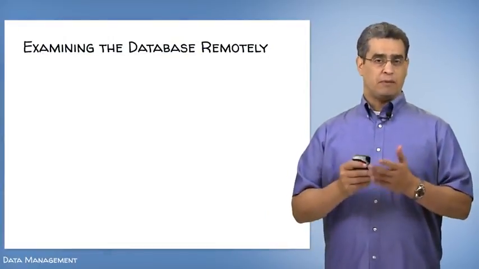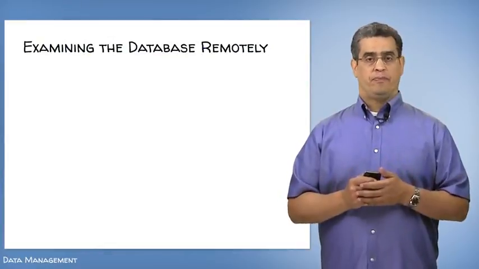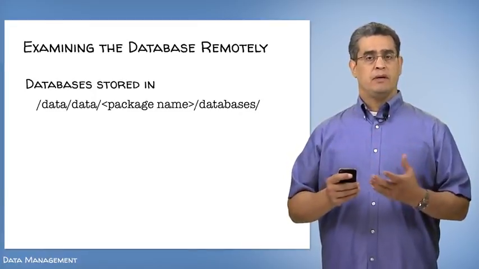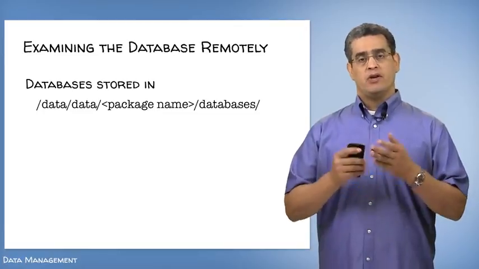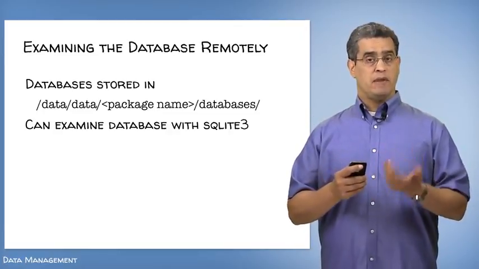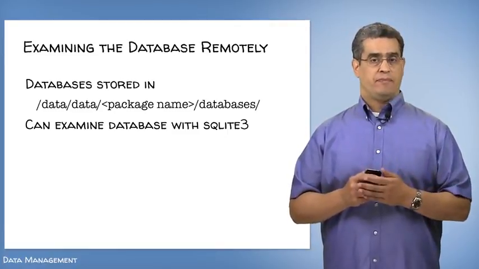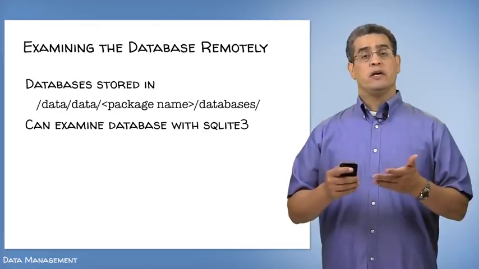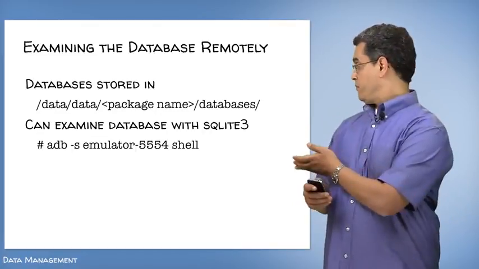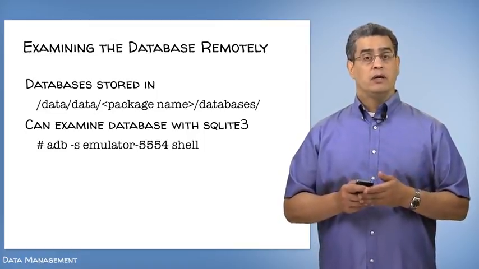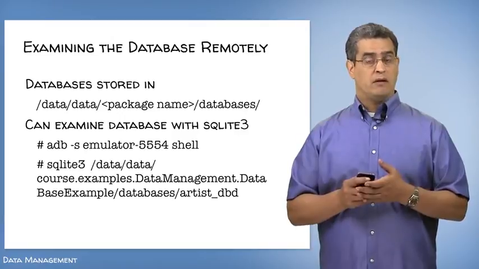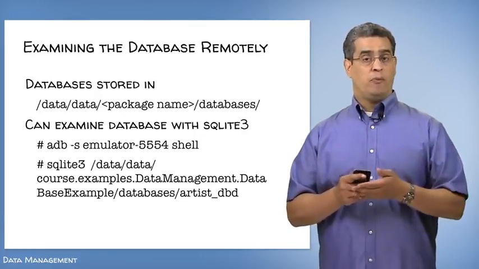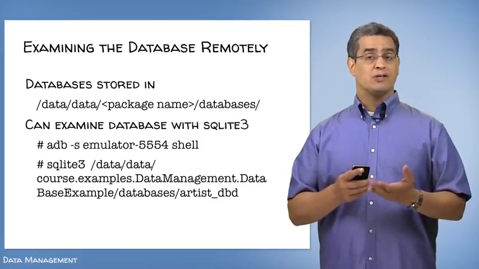If you need to debug your database applications, there are several things you might need to know. First, the database files are stored in the data/data/package-name/databases directory. And you can examine these files by first opening a shell to the emulator or to your device with ADB. For instance, if your emulator's name is emulator-5554, then you can issue this command to open a shell. And once the shell is open, you can then use the sqlite3 command to open a connection to the database itself. And from there, you can type, for example, .help to get more information about the specific commands this program understands.